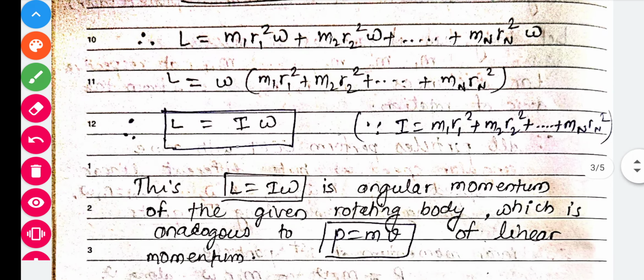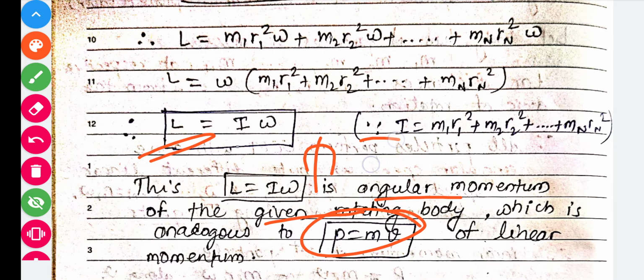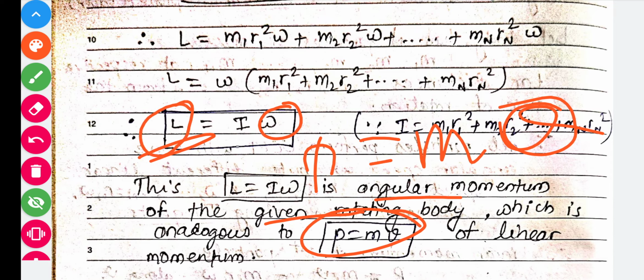Now this is the expression of angular momentum. This angular momentum is analogous to linear momentum, where p is equal to mass into velocity. This is angular speed, this is linear speed, this is angular momentum, this is linear momentum, that is p. Now what is comparable here? This moment of inertia is comparable to mass, which is a quantity of great physical significance. Inertia arises due to the mass of the body. They are interrelated.